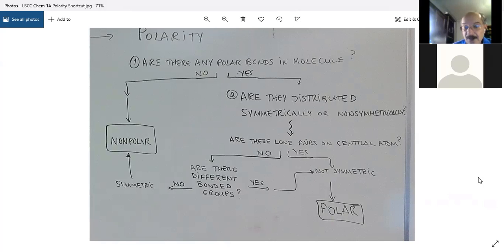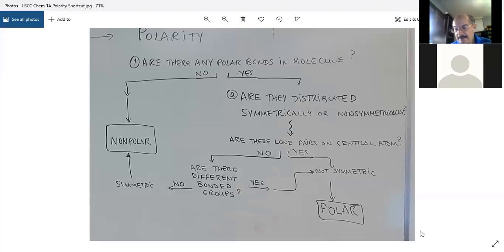Now, let's say that there aren't any lone pairs. Now what I'm going to ask is another question. You can see it here, in the middle of the almost bottom line. Are there different bonded groups? In other words, are the groups that are bonded to that central atom different? So it's different things connected to it. If the answer is no, in other words, if everything around that central atom is the same, then the molecule is symmetric, and even though there are polar bonds, the molecule is nonpolar. If there are different things bonded to that central atom, the answer is yes. You go to the right side, that molecule is not symmetric, and so it's going to be polar. So this is a quick way of doing things.